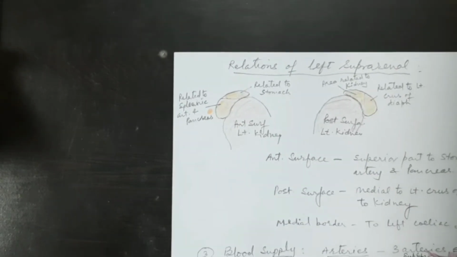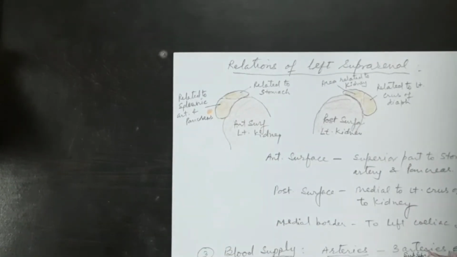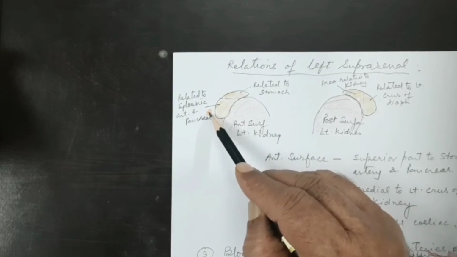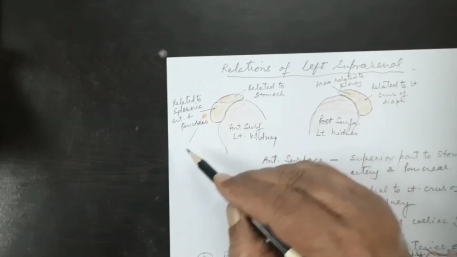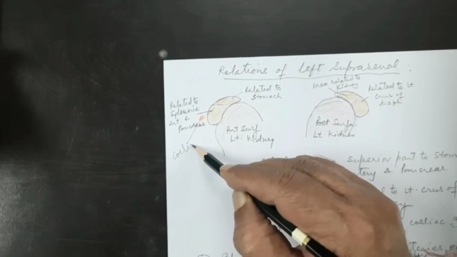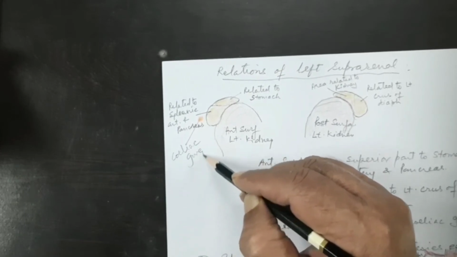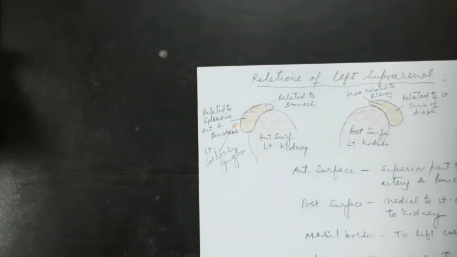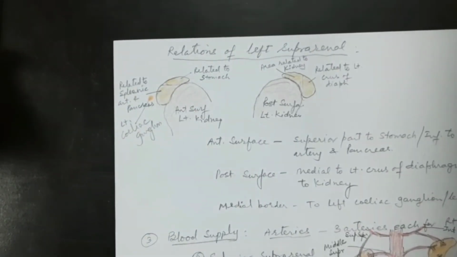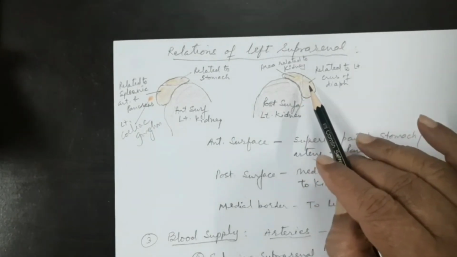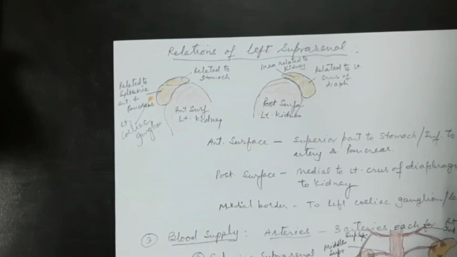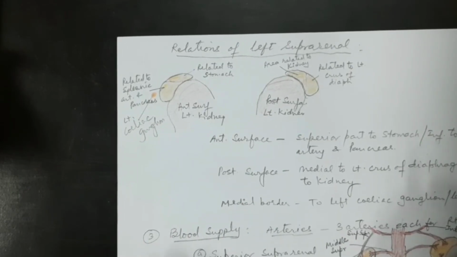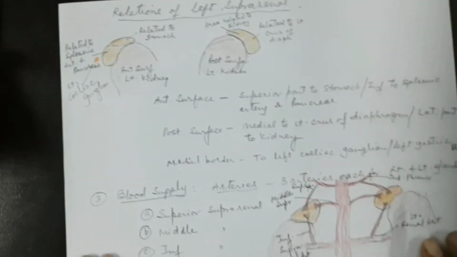So the medial border is related to the celiac ganglion. This is the left celiac ganglion, I have not labeled it. It is the left celiac ganglion here, right? So this completes the relation of the left suprarenal gland also. So we have seen the features and the relations of both the right as well as the left suprarenal gland.